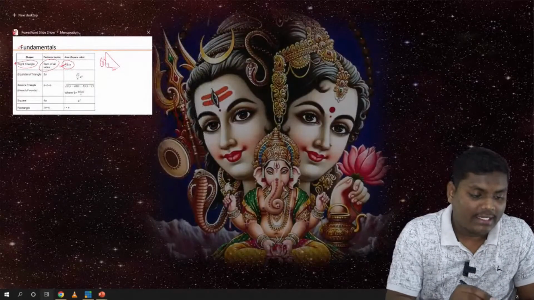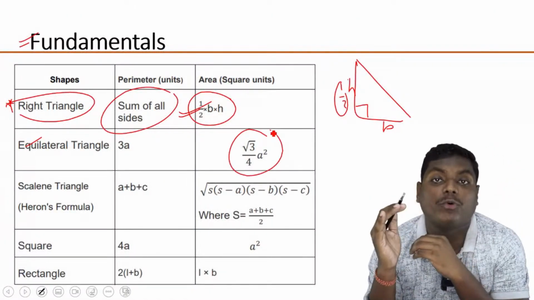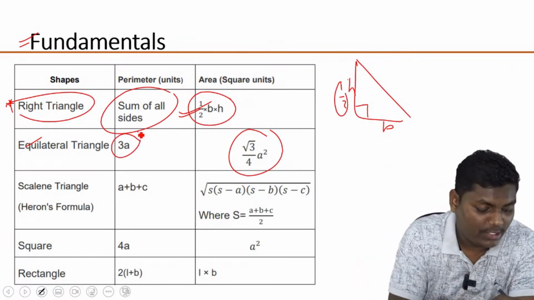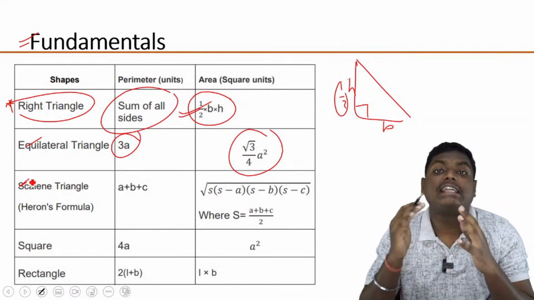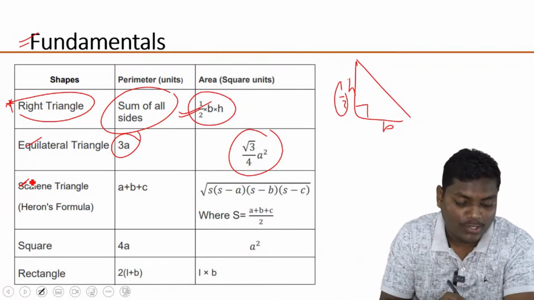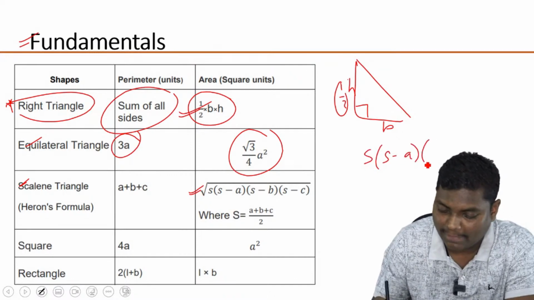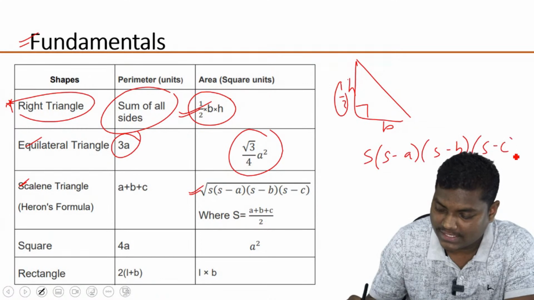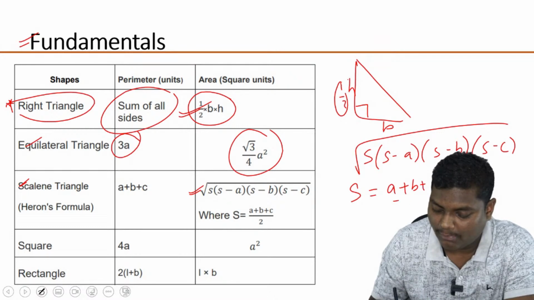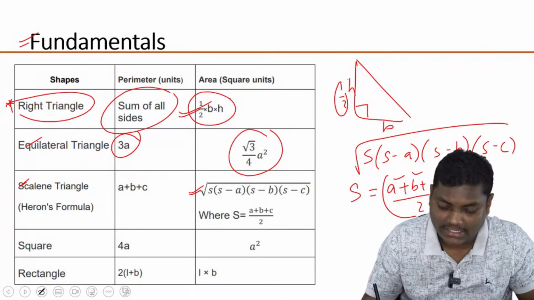Similarly, for an equilateral triangle, the area is given by √3/4 a square, and the perimeter is the sum of all the sides, so it is 3a. A scalene triangle is a triangle where all the sides are different. No sides are similar. There you can use Heron's formula, which is the square root of s into (s minus a) into (s minus b) into (s minus c), where s is (a plus b plus c) by 2, and a, b, and c are the sides of the triangle.